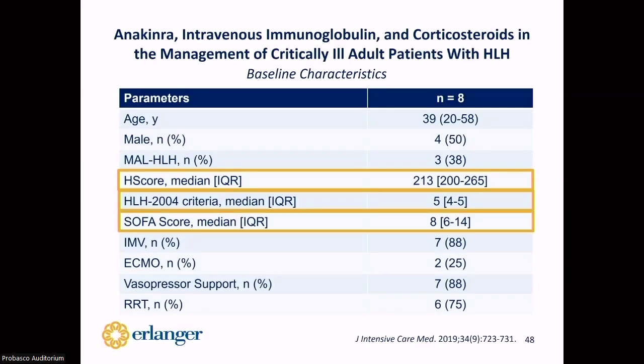These patients were also pretty sick. They had a median SOFA score of 8. 88% were receiving invasive mechanical ventilation. 2 patients were on ECMO, and 88% were receiving some type of vasopressor support.